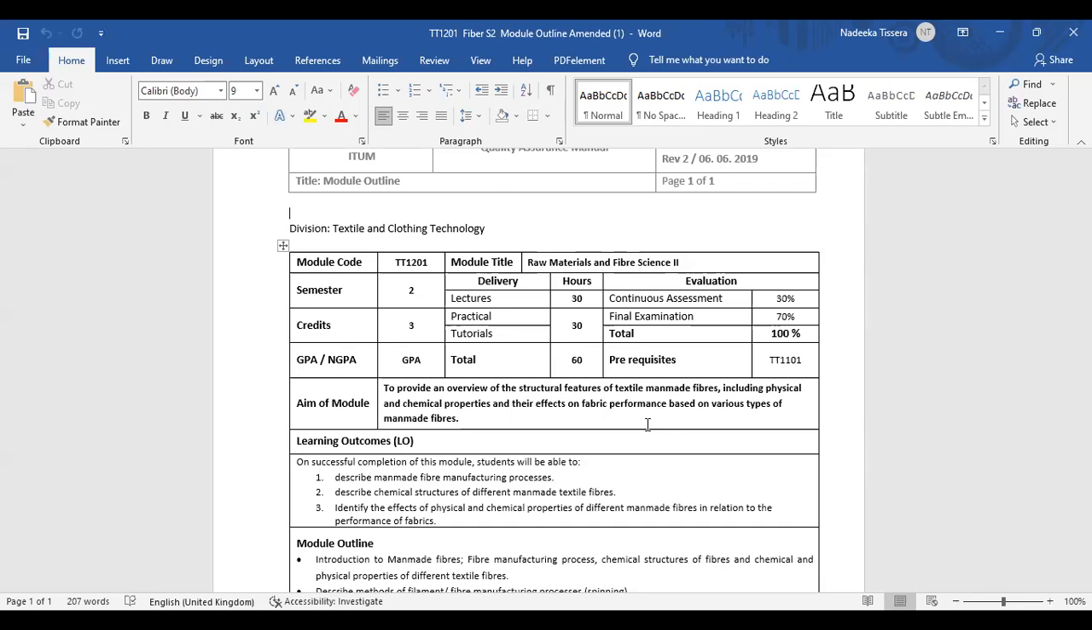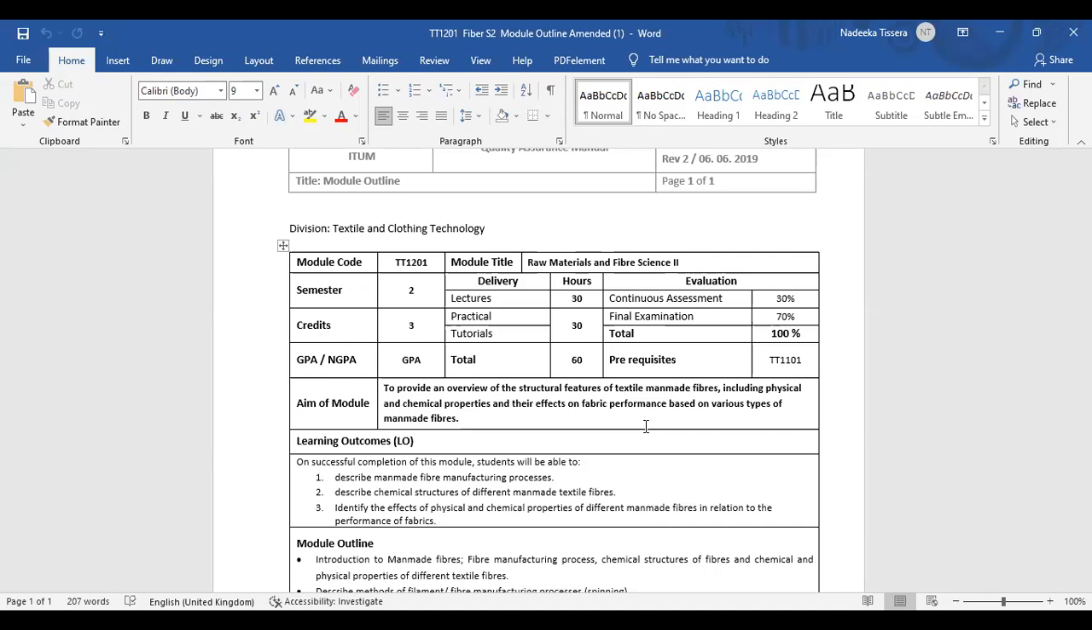So we have already covered the cellulose, natural fibers in our last module. And in here, we are going to talk about the man-made or artificial fibers, their chemical and physical properties. So that's the main name of the module: to provide an overview of the structural features of textile man-made fibers, including physical and chemical properties and their effect on fabric performance, based on various types of man-made fibers.